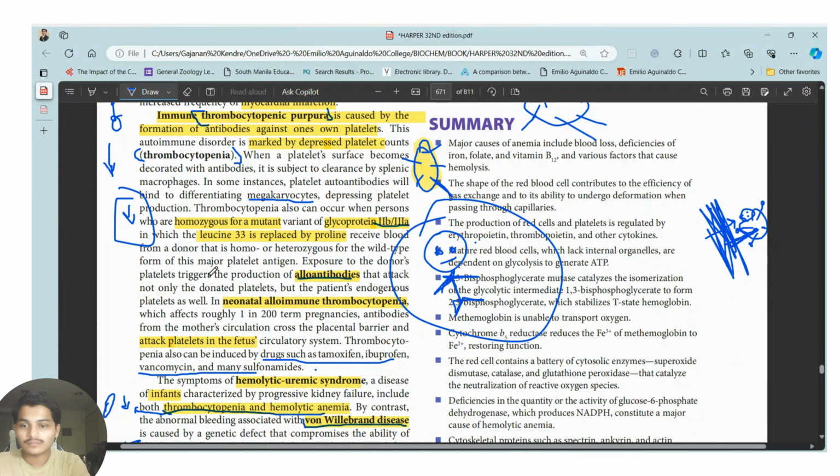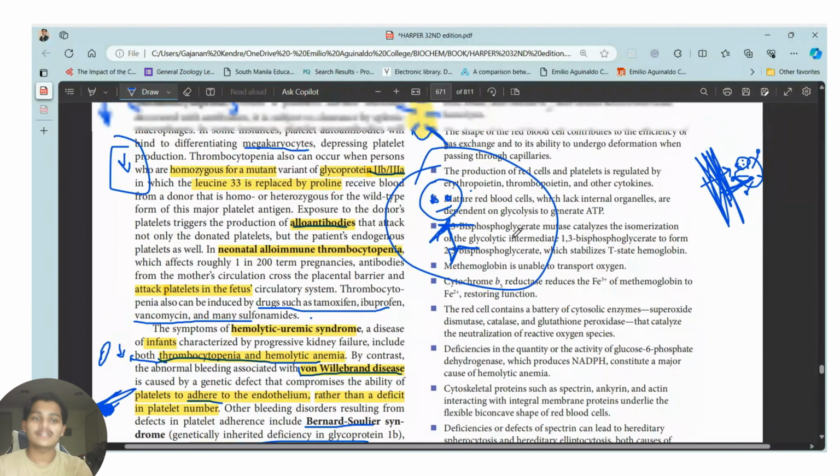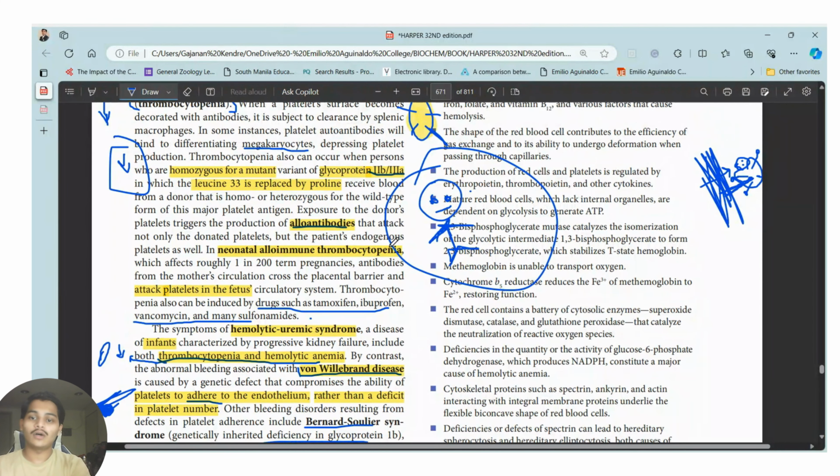and this causes thrombocytopenia again. And then there is neonatal alloimmune thrombocytopenia, which affects roughly 1 in 200 term pregnancies. What happens in neonatal alloimmune thrombocytopenia is this: let's say this is the mother, this is the uterus, and this is the fetus.